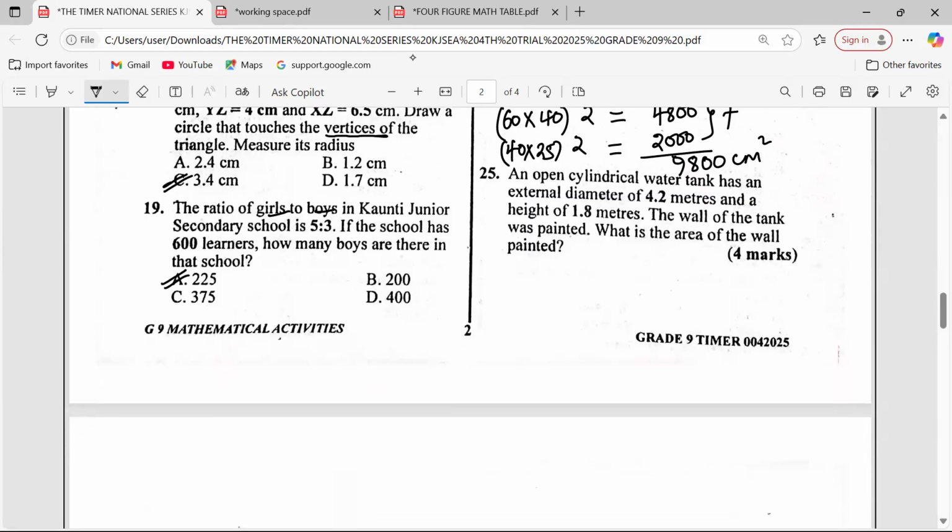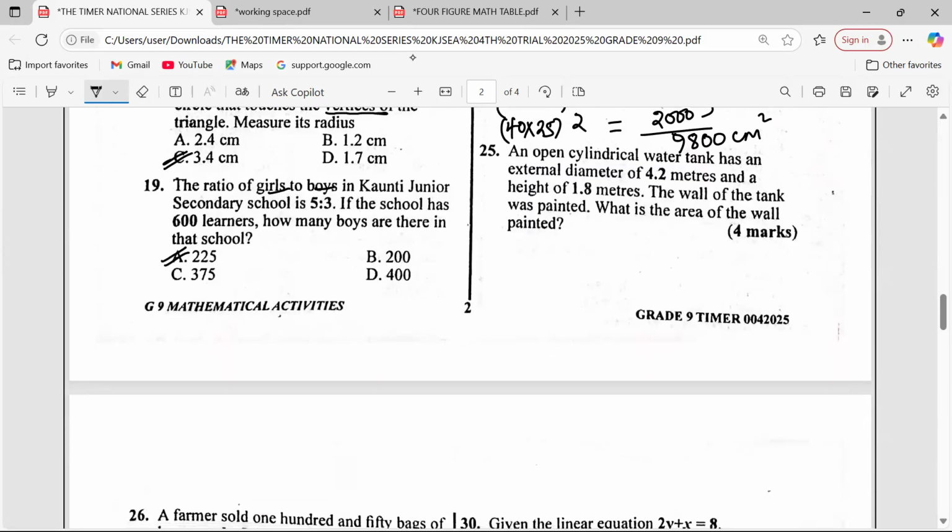Question number 25. An open cylindrical water tank has an external diameter of 4.2 meters and a height of 1.8 meters. The wall of the tank was painted. What is the area of the wall painted? So the wall is painted and this tank is cylindrical. So the surface area of a cylinder is what shall be applied here.